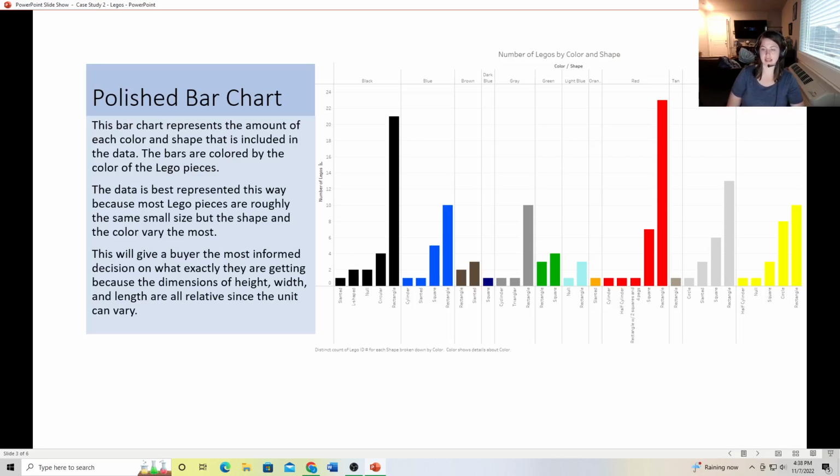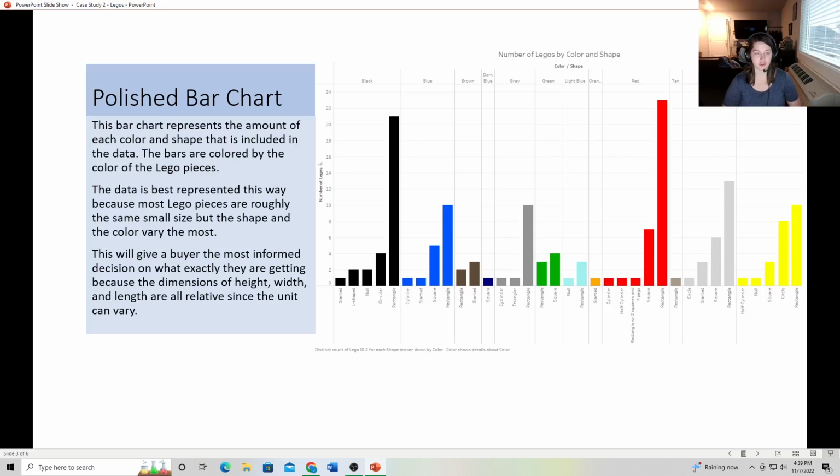So this is my polished bar chart. I feel like this chart really gives a person the most information in one chart that they could possibly get. It tells the person who's looking at it what colors they're getting and what colors they're getting the most of, as well as what shapes they're getting the most of.